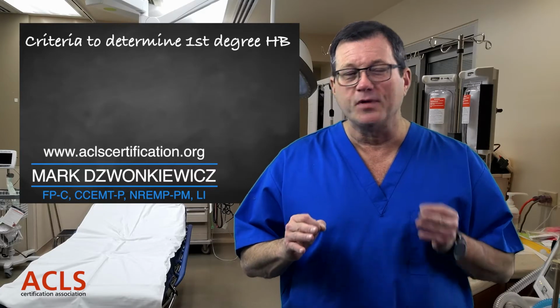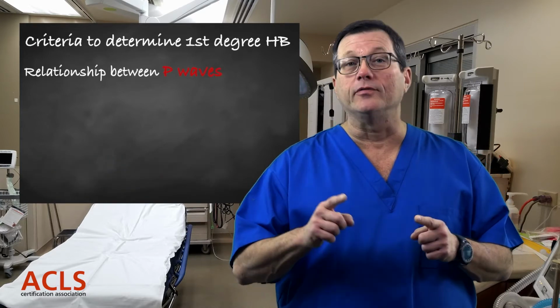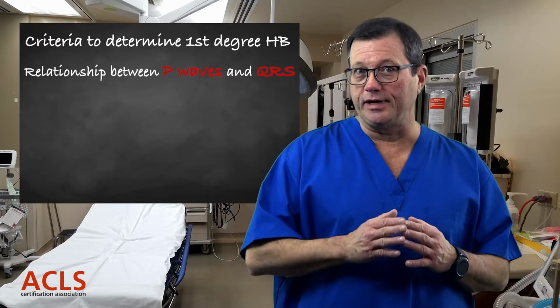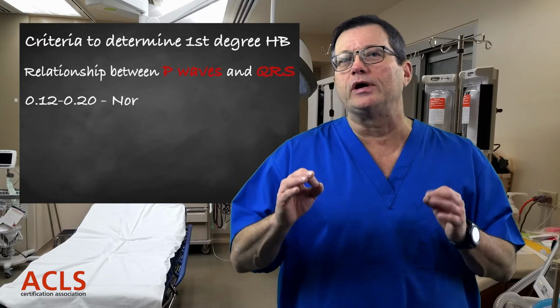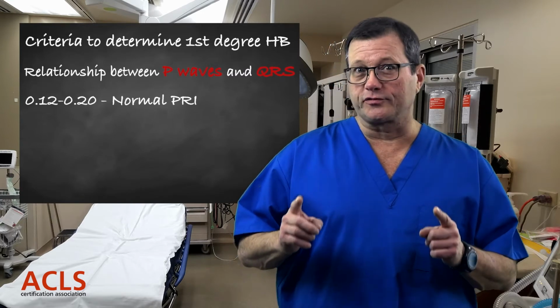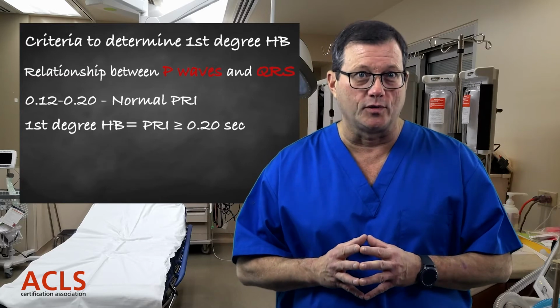Okay, so what's the criteria to determine a first degree heart block? Remember, at heart blocks, we're looking at the relationship between the P wave and the QRS. Now, a normal PRI or PR interval is between 0.12 and 0.20 seconds. A first degree heart block occurs when the PRI is greater than 0.20.